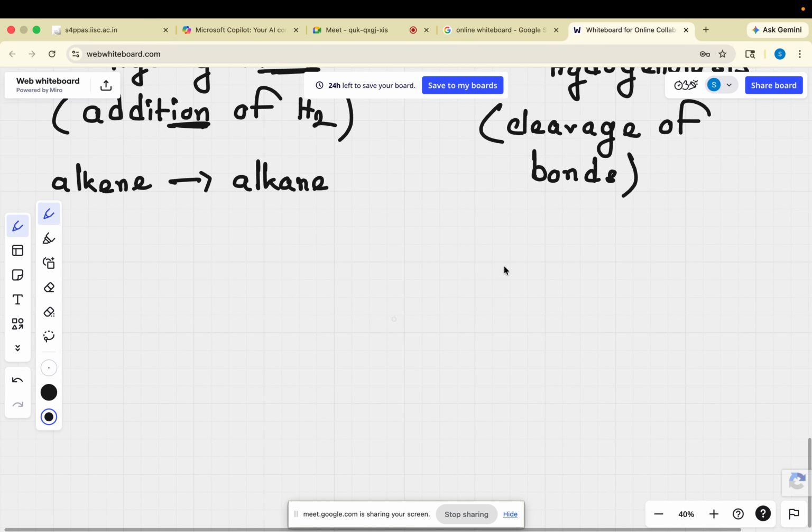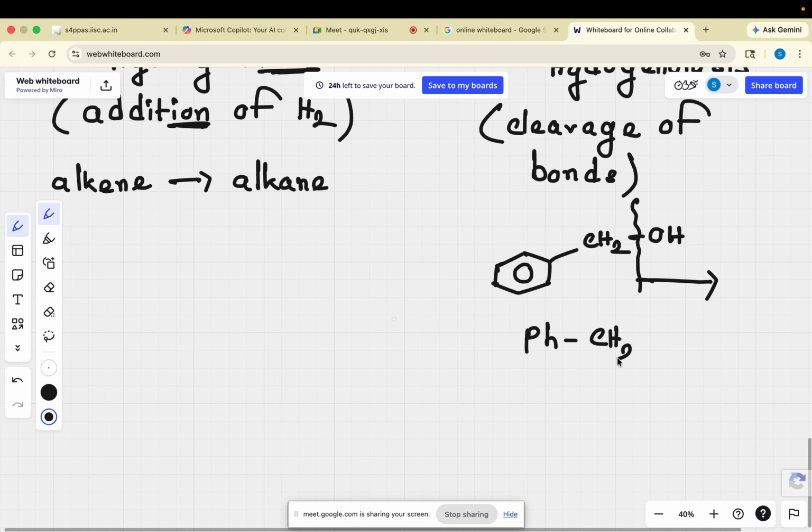Now suppose I have this kind of compound. Suppose this is your benzene ring, and here you have CH2OH. If you use this kind of particular reagent, what will happen? Always remember this benzylic bond. Benzylic means this kind of bond, PhCH2. So that can easily cleave. This is not about the carbon oxygen bond, this is about your benzylic bond. So if you have benzylic, that can easily cleave.